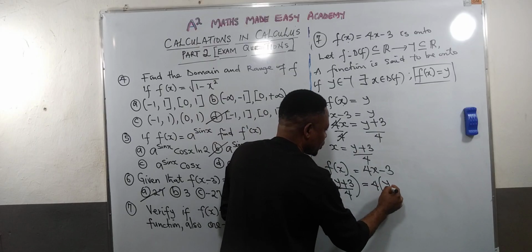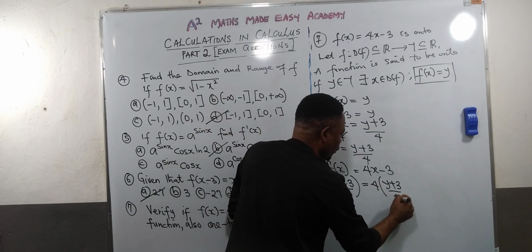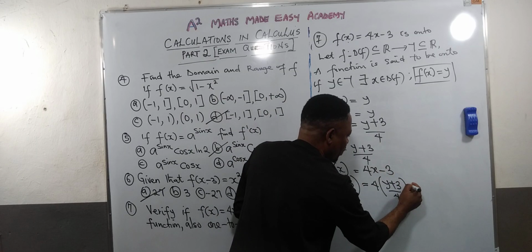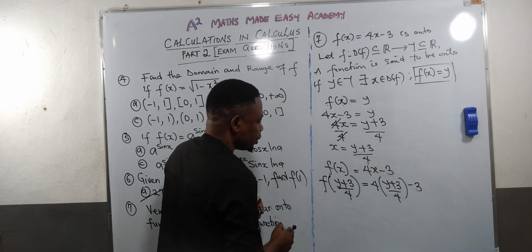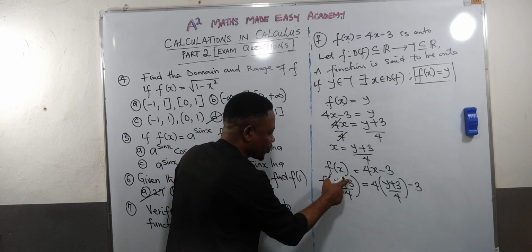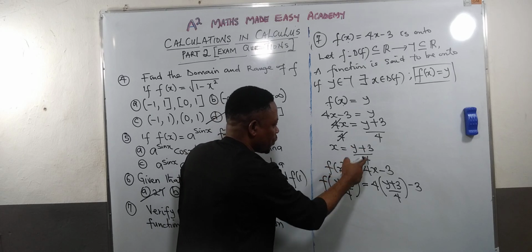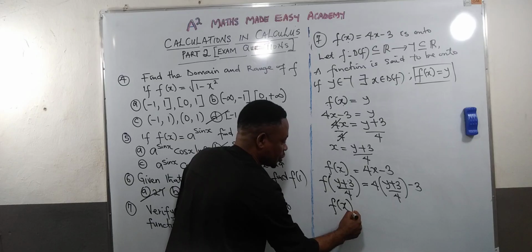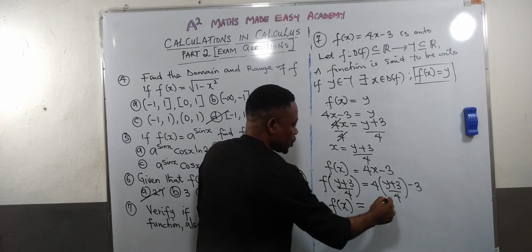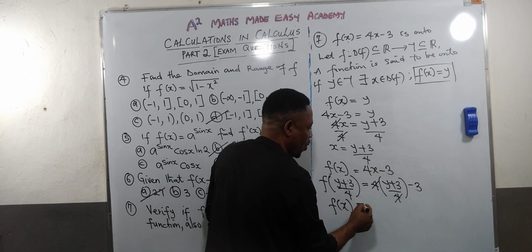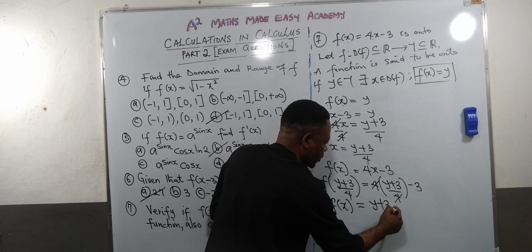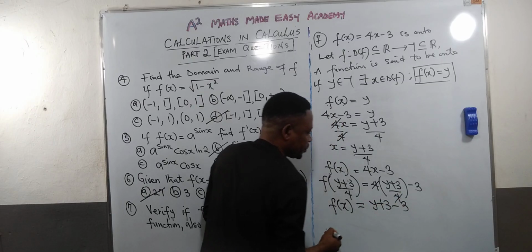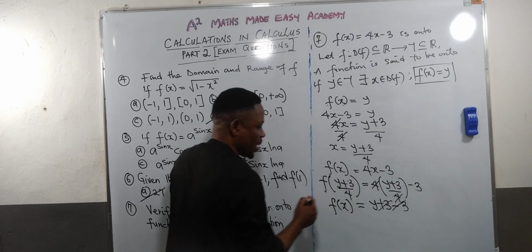What is x again? (y plus 3) all over 4. Close the bracket, followed by minus 3. Do you agree with me? What is (y plus 3) over 4? Look at it, it is x. So I can call it f of x. Then this is equal to 4 down here, we cancel 4 up here. It remains y plus 3 followed by minus 3. Plus 3 will disappear with minus 3, leaving y.